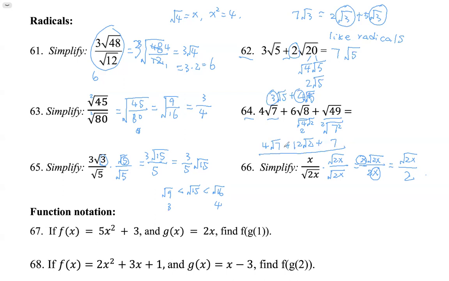We cannot simplify further, because here the first term has radical 7, the second term has radical 2, and the third term is just 7. So we don't have like terms here. It cannot be simplified further, and that's it. All right, so that's how we simplify radicals.